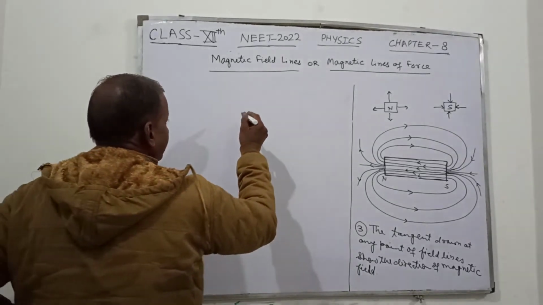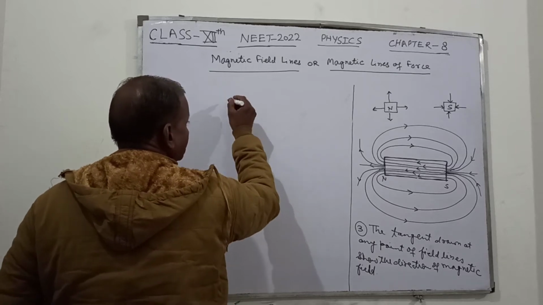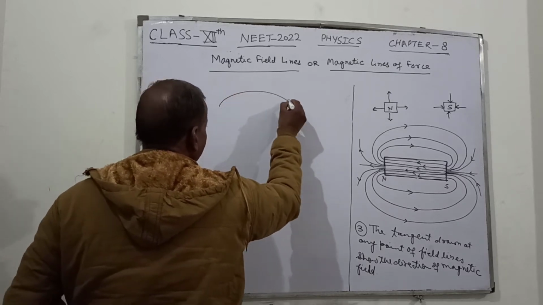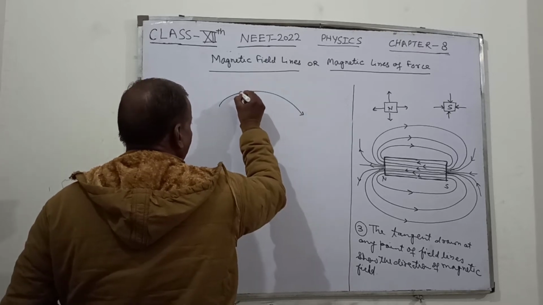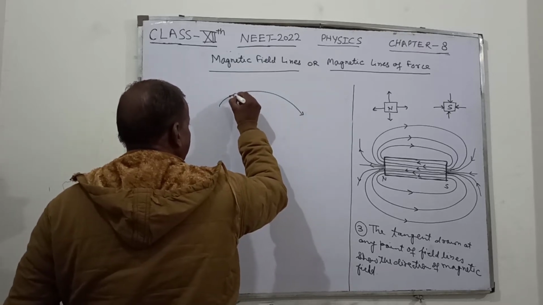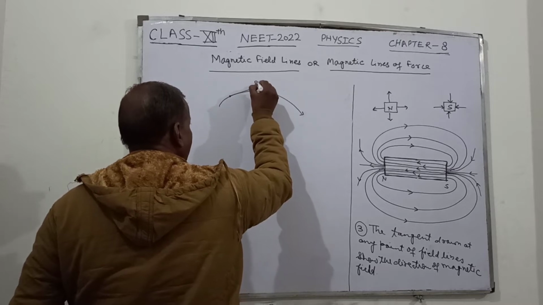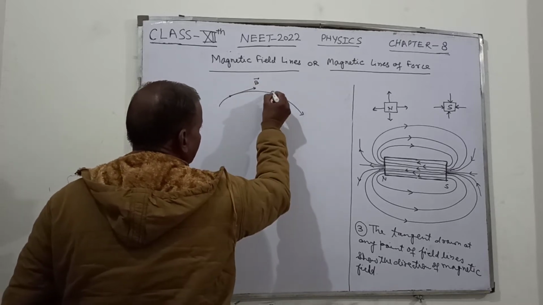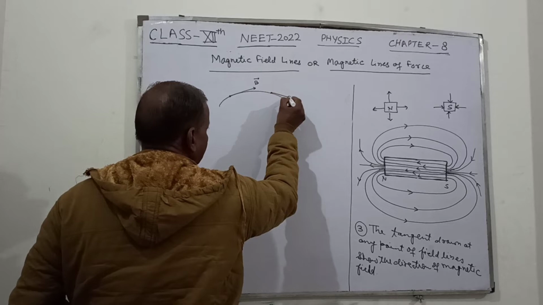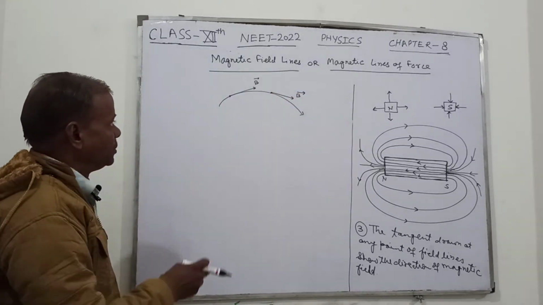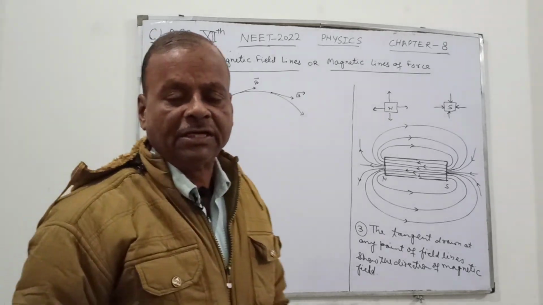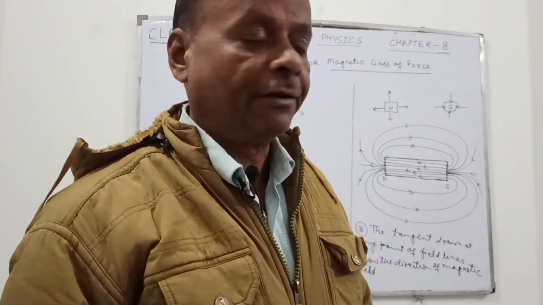So now suppose we are having this magnetic field line, and here we draw the tangent. This tangent will show the magnetic field B. Similarly, if we draw here, then this will be the magnetic field B. So the tangent drawn at any point shows the direction of the magnetic field.